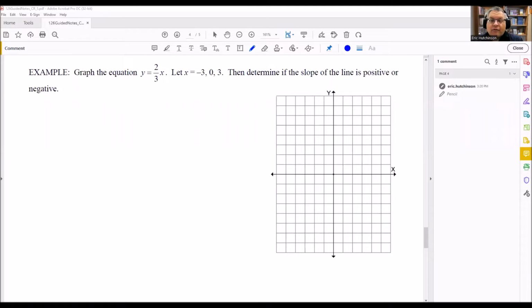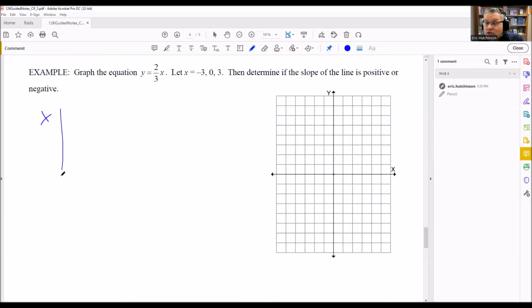For this problem, we want to graph the line, and then we want to determine if the slope of the line is positive or negative. So we'll do that once we have the graph complete. Now for this problem, we don't have a table that's already provided for us. So we're going to go ahead and make one.